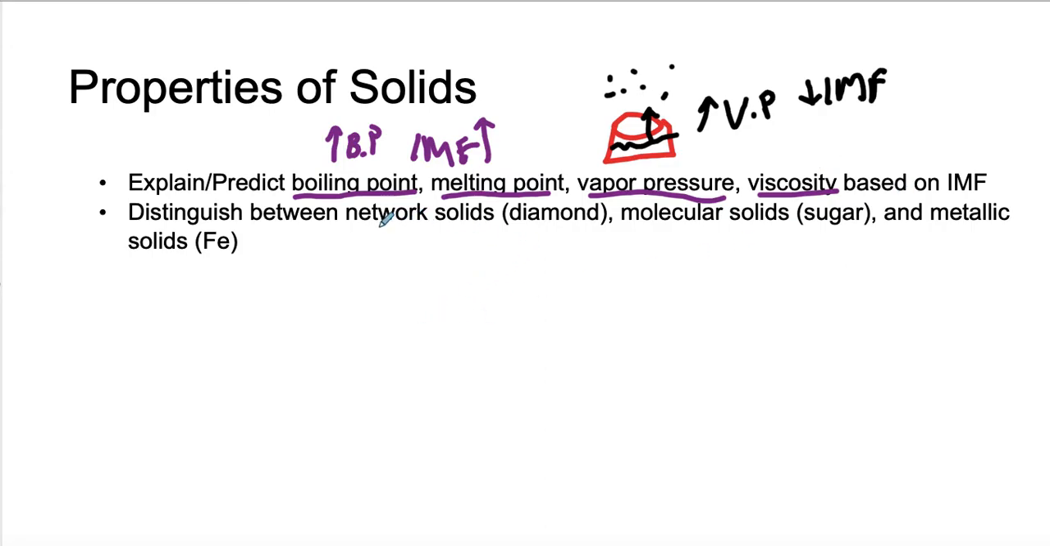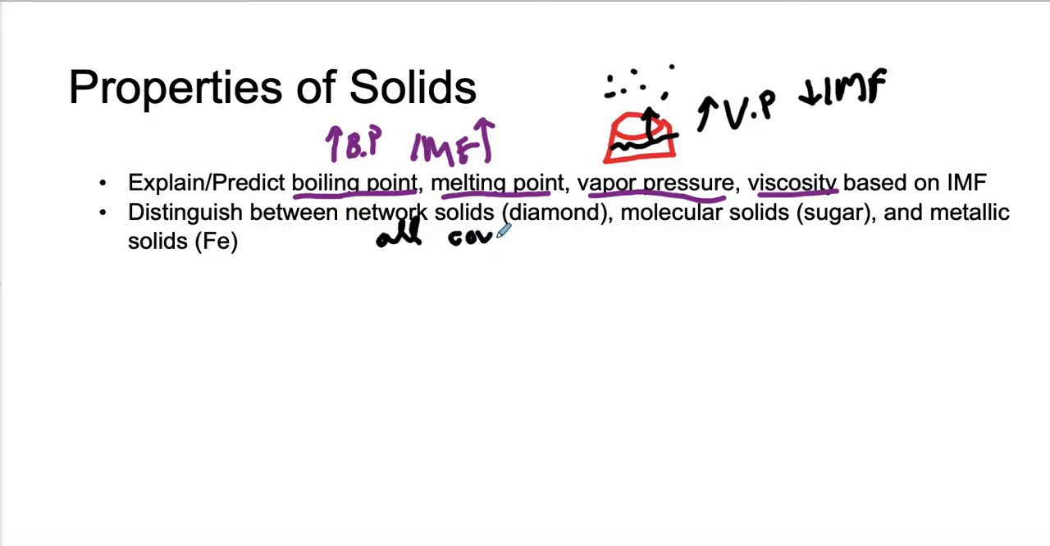And then we have these. So how do the different things compare? And then we have the distinguishing between the different kinds of solid. Network solids are like diamonds, where there's an interaction of covalent bonds between all of these things. This is not IMF. This is all covalent. So a network solid is all covalent.